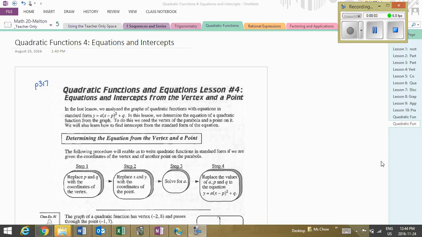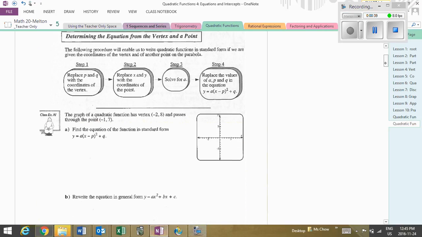So we're on quadratic functions lesson 4, looking at equations and intercepts, and we're on page 317 in your workbooks. The main goal of this particular lesson is to use what we know with the standard or vertex form, and given a vertex and a point that the graph goes through, we should be able to write the actual equation itself. So they've given us a series of steps that we can look at, and the steps are actually a really good way to go about it.